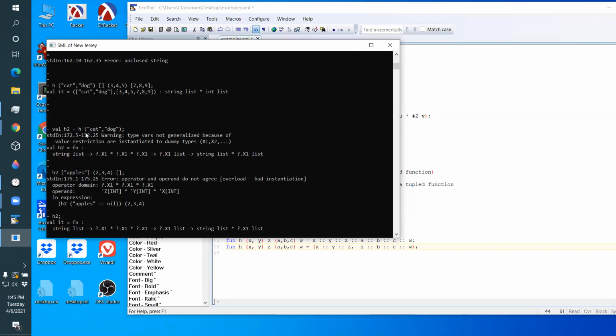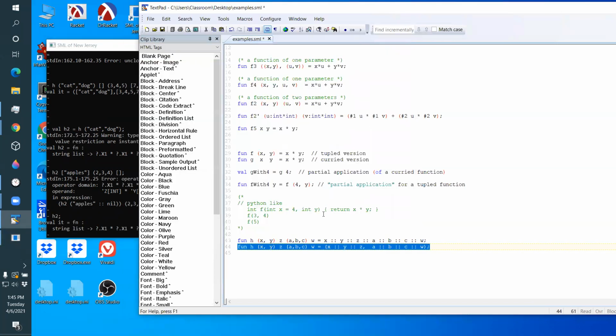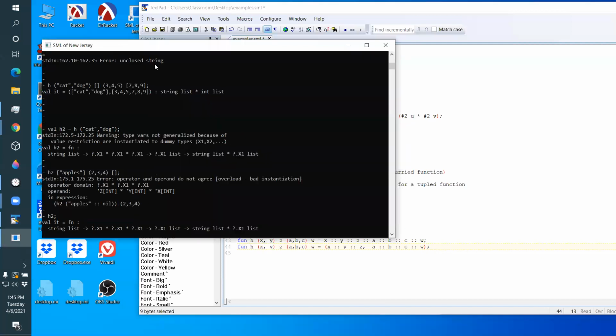Can anybody see something obvious I did wrong? I don't see it yet. I was trying to do just that partial application. I'm not sure what I did wrong. Okay, but let's go on to something else. They'll figure that out later. I've just goofed up something.